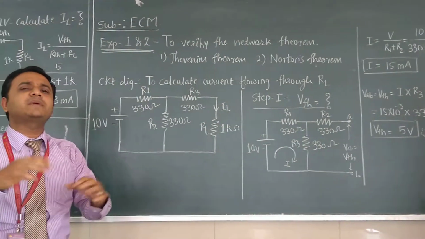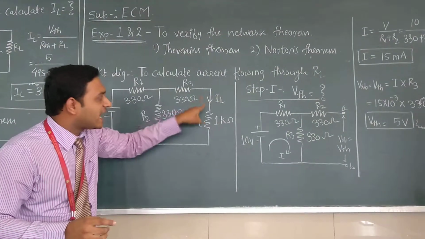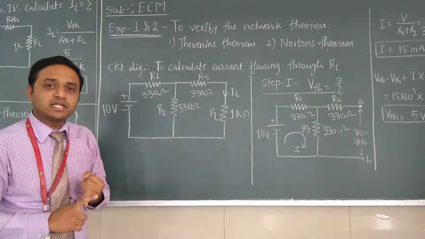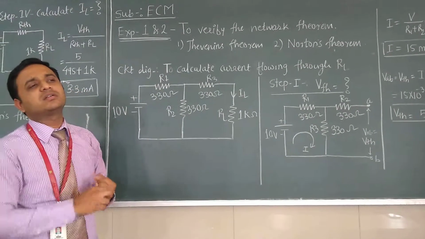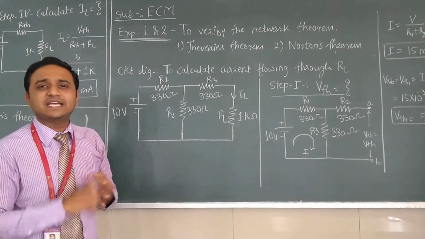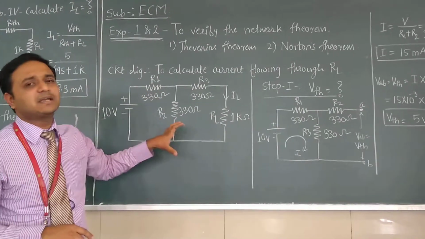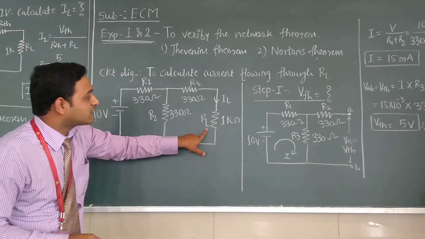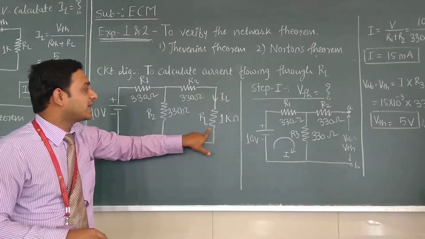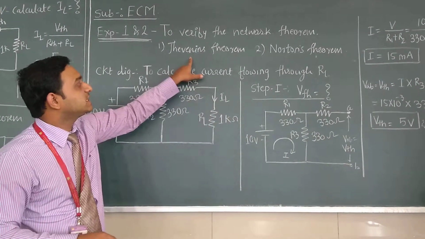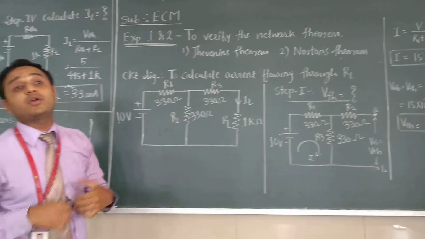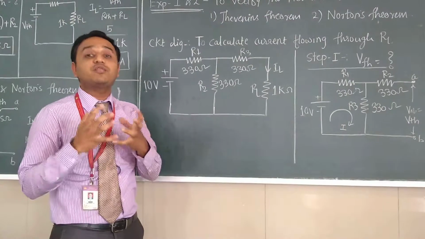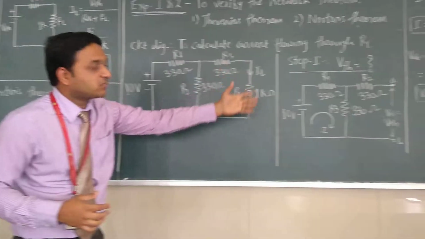There are again a number of techniques to calculate the value of IL. There are a number of theorems available. Again, the max power theorem is there. Again, we also use KVL, KCL. But in this practical, basically we are focusing on Thevenin's and Norton's. So that's why we are calculating the current flowing through RL by using Thevenin's theorem. If I want to apply Thevenin's theorem, there are certain steps we have to follow, and these steps we will first of all explain.